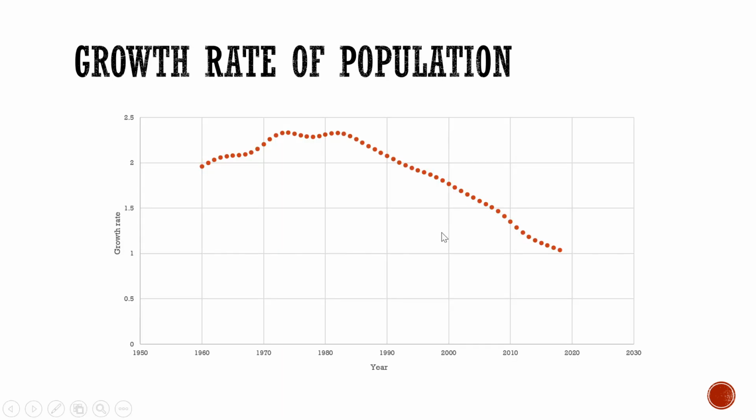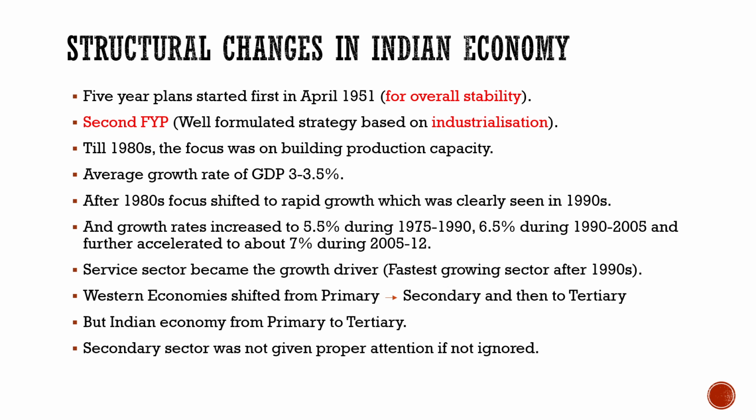Growth rate of population, as has been said earlier: in the first stages of economic growth, the growth rate of population would be increasing, and eventually it would be decreasing. So after 1991 we see a sharp decline in the population growth rate, and it becomes just above the 1% level of annual growth rate.